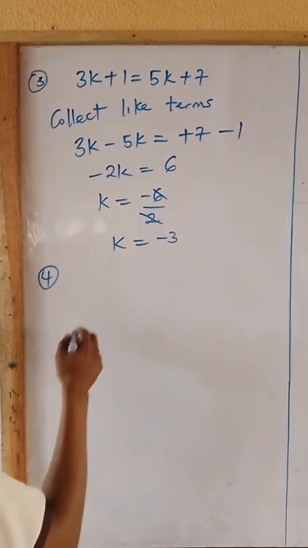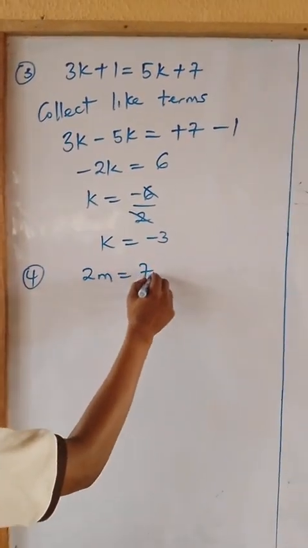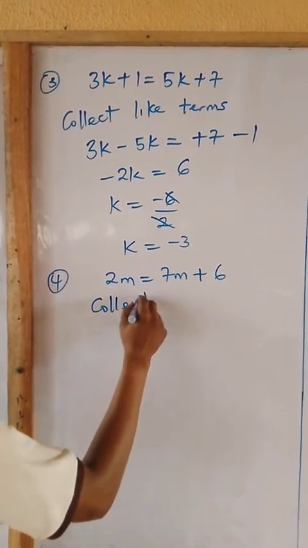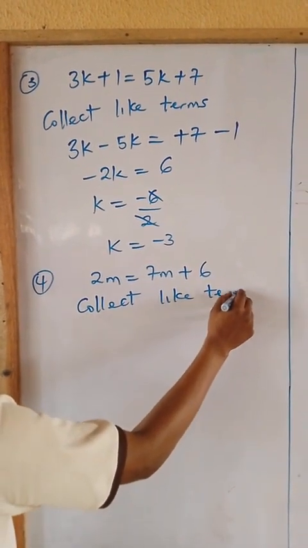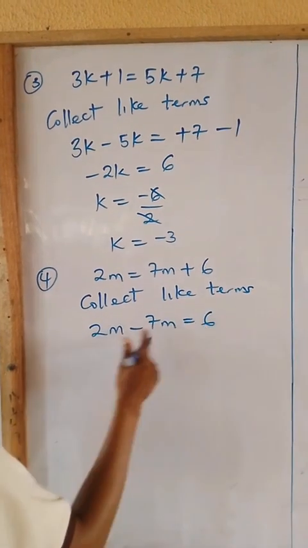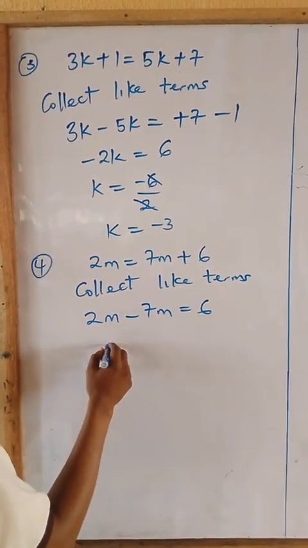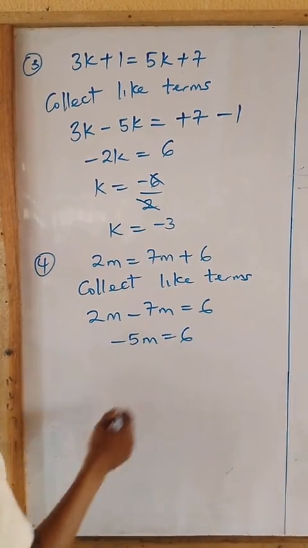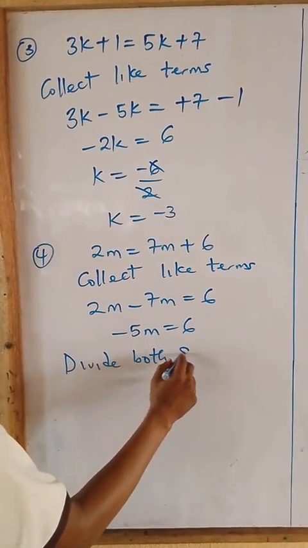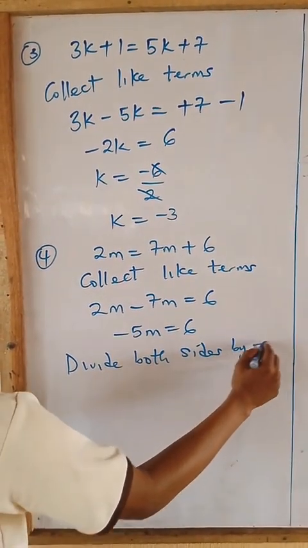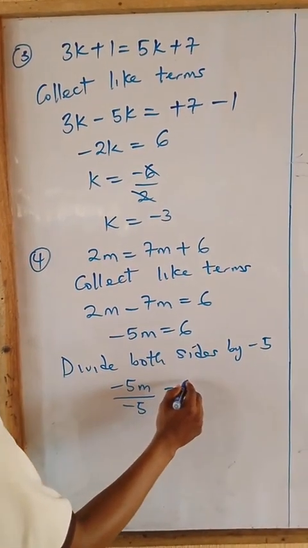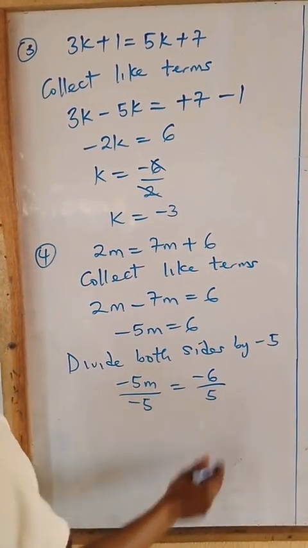Let's solve question 4. We have 2m equals 7m plus 6. We are going to collect like terms. And by the time we collect like terms, we have 2m minus 7m equals 6. 2m minus 7m gives us minus 5m equals 6. Then the next step is to divide both sides by minus 5. So we have minus 5m over minus 5 equals minus 6 over 5.